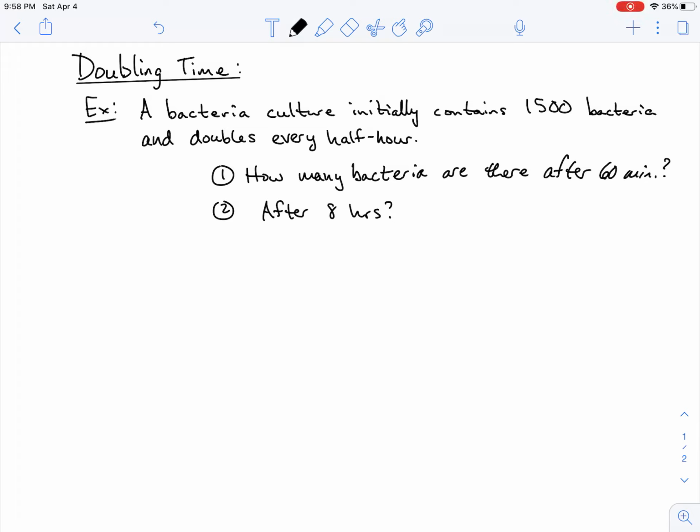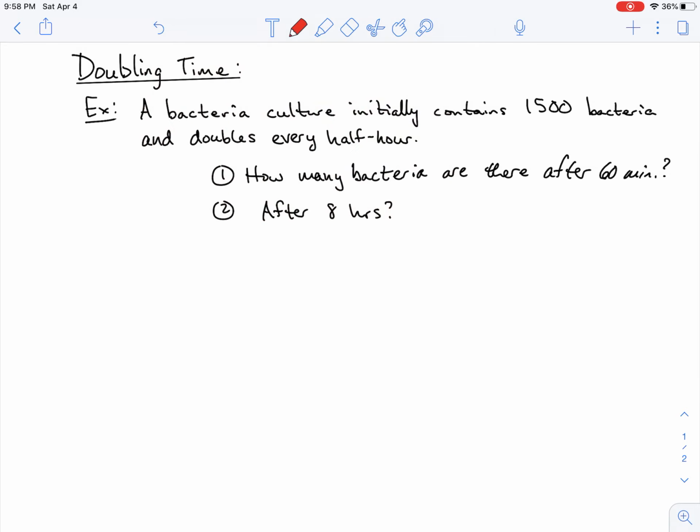This is an exponential application with doubling time. It works a lot like half-life, except it's growth instead of decay. So here the example states a bacteria culture initially contains 1,500 bacteria and doubles every half hour. The two tasks we will perform are how many bacteria are there after 60 minutes, and the same question for after 8 hours.